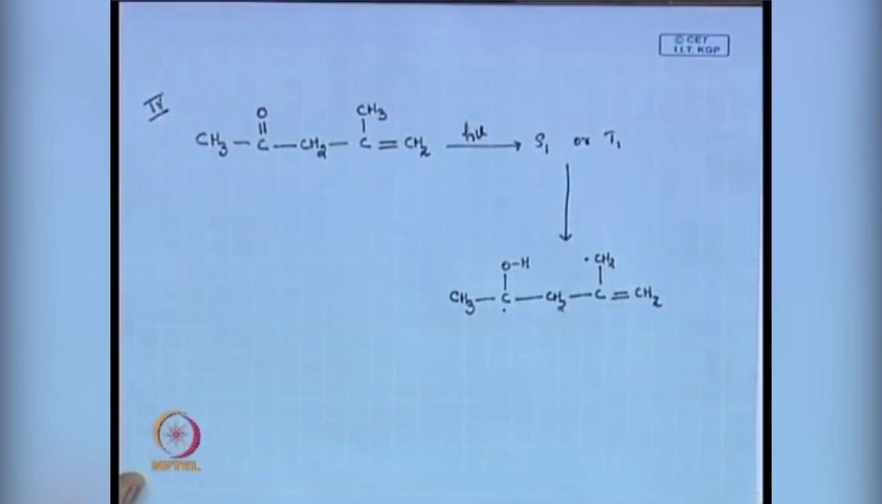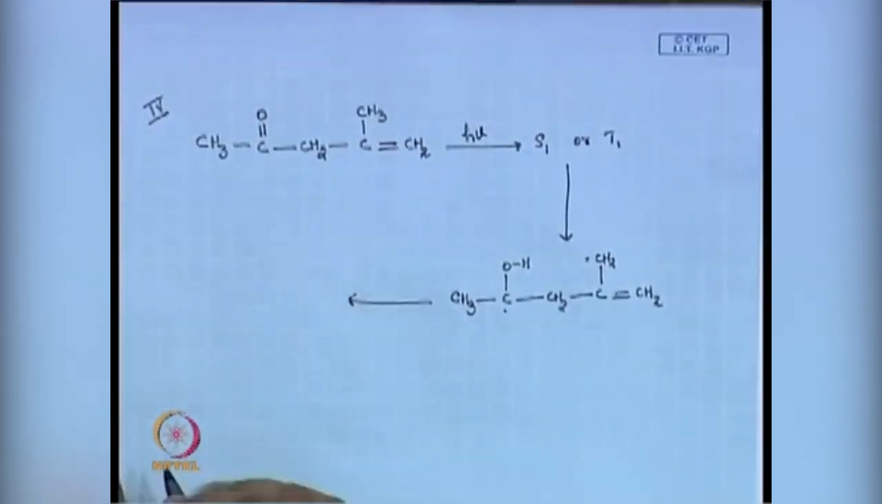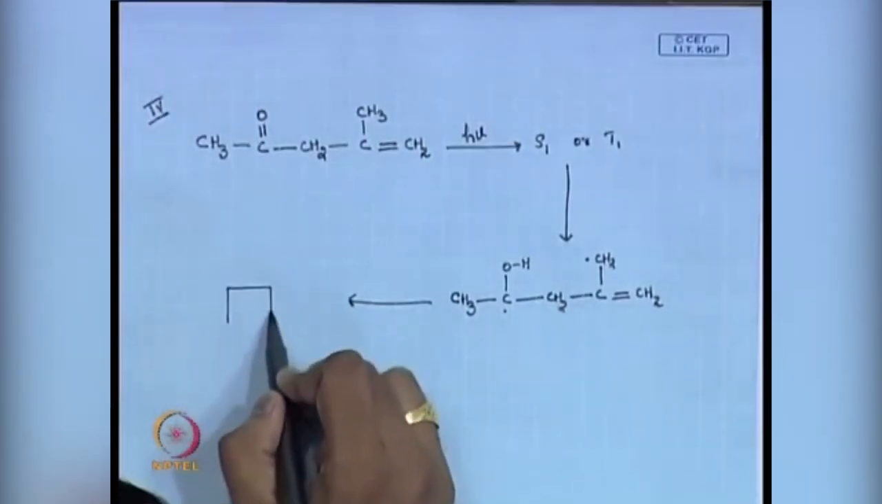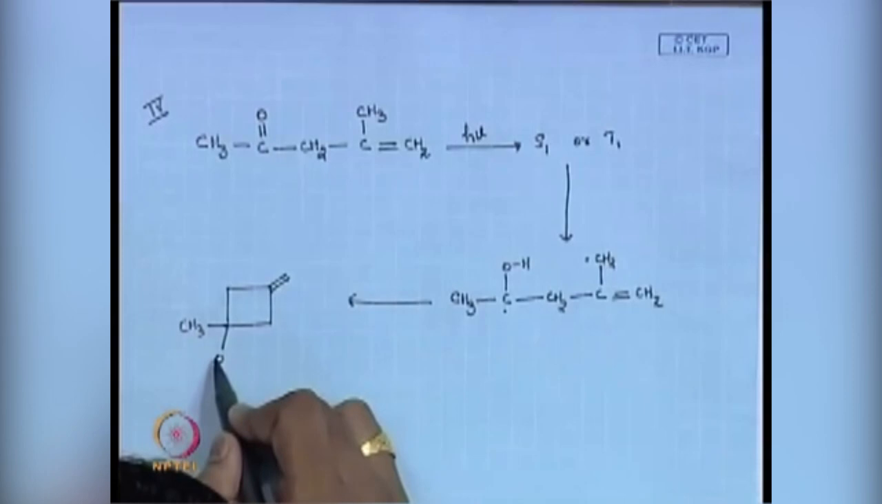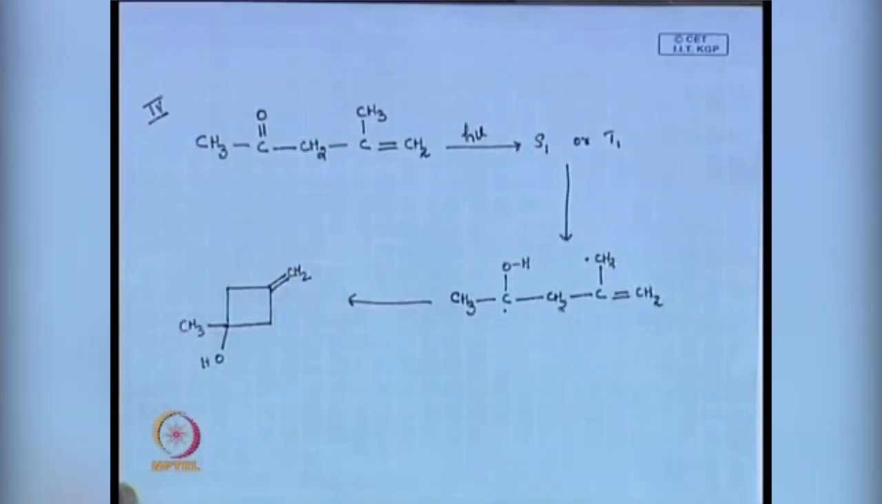So you get this product. Now this can cyclize. Just write the product. I want to know how you can write it, because it looks to be simple. Write it by yourself. Write the product now. Finished. Yes, you got this product, right? Yes.